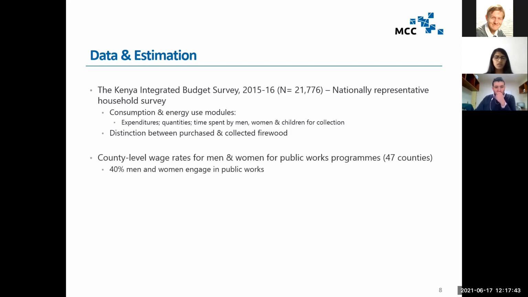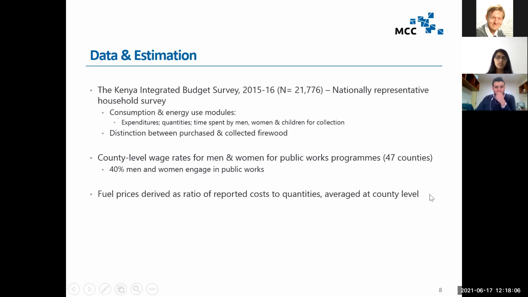Then for wage rates, rather than using the wages that are reported by the household members, we use county level wage rates for men and women for public works programs that take place in the counties. And we find that about 40% of men and women engage in these public works. We then derive energy prices as the ratio of the reported costs or expenditures to the quantities. And these are averaged at the county level to mitigate concerns of endogeneity.